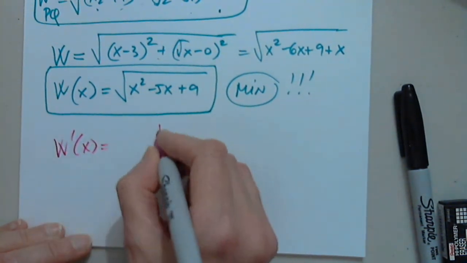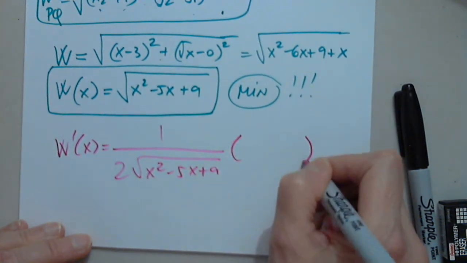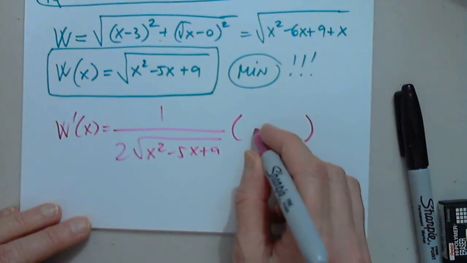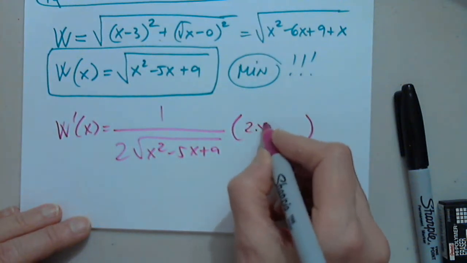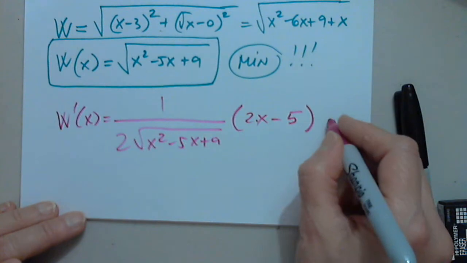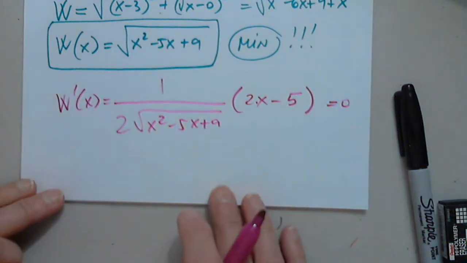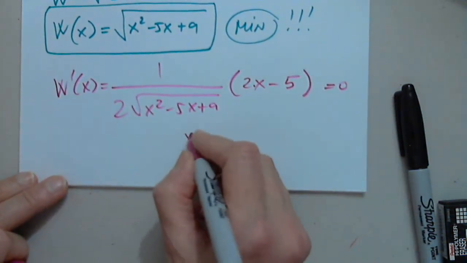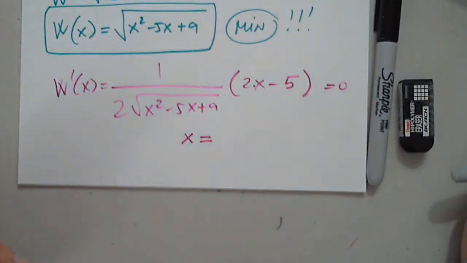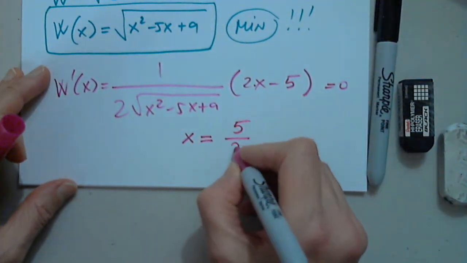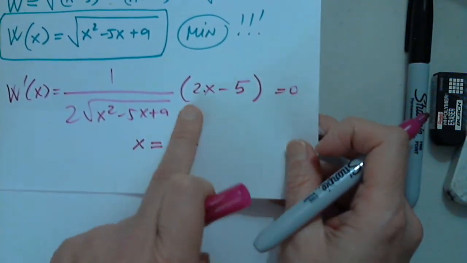Very good. 1 over 2 the square root times 2x minus 5. Excellent. When I set this equal to 0, this cannot be 0. If this is 0, the distance is 0, and we have nothing to discuss. So when I set this equal to 0, what do I get? x equals, anyone? Or 2. Excellent. Thank you very much. So then, because I have 2x minus 5 equal to 0, I move 5 and divide by 2.